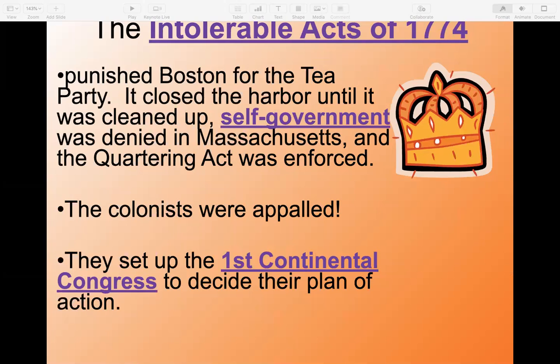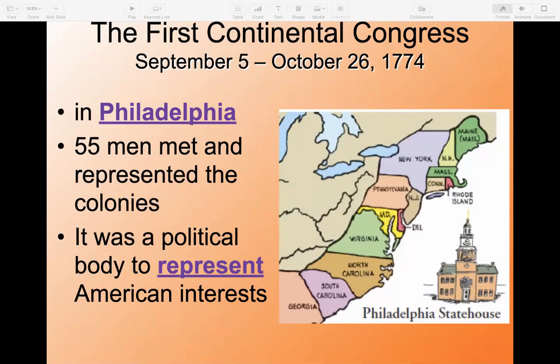The Intolerable Acts of 1774 punished Boston for the Tea Party, and closed the harbor until it was cleaned up. Self-government was denied in Massachusetts, and the Quartering Act was enforced. The colonists were appalled. They set up the First Continental Congress to decide their plan of action. The First Continental Congress met in Philadelphia.